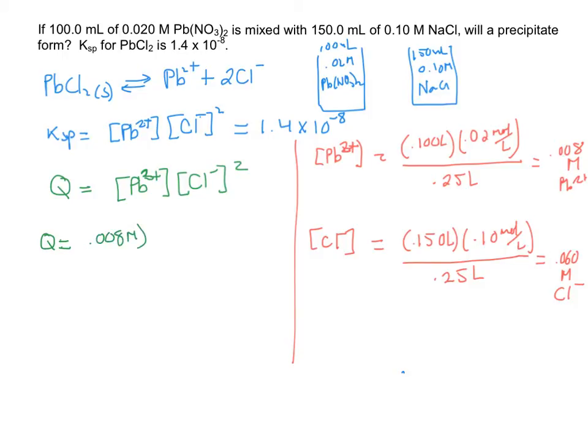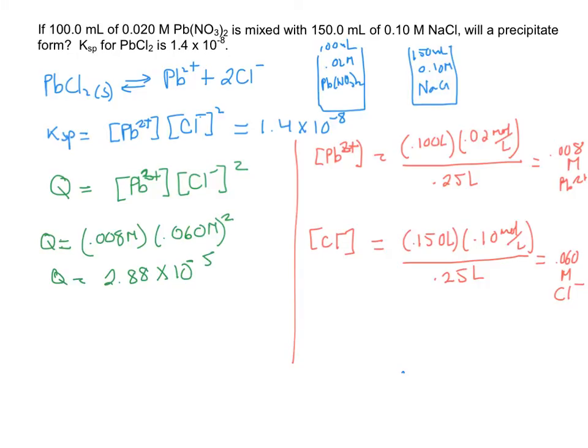0.008 molar times 0.060 molar squared. So Q ends up being 2.88. I'm not really looking at sig figs here, because we're just trying to figure out if a precipitate forms or not. Times 10 to the negative fifth. And that's my Q. So now what does that mean?